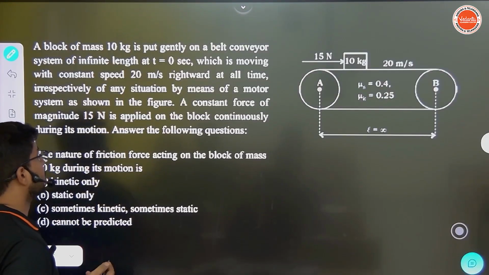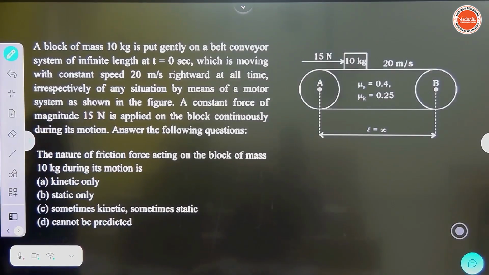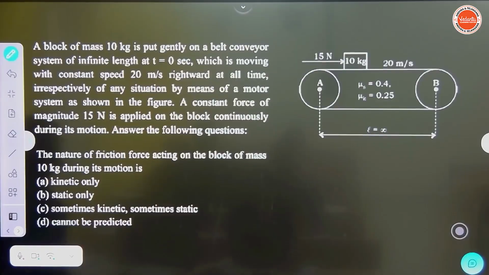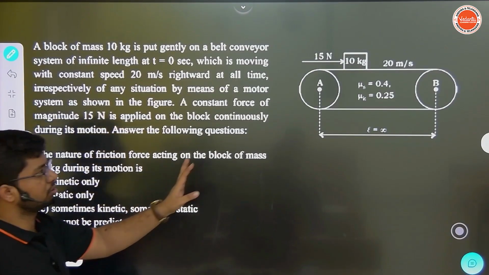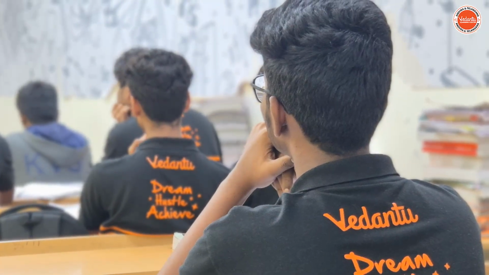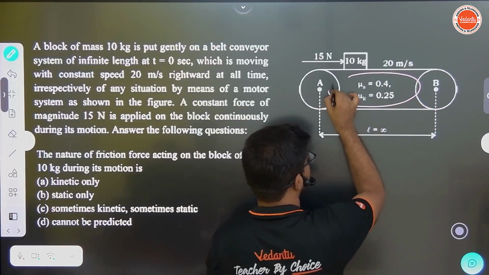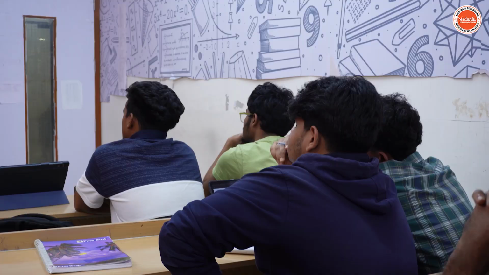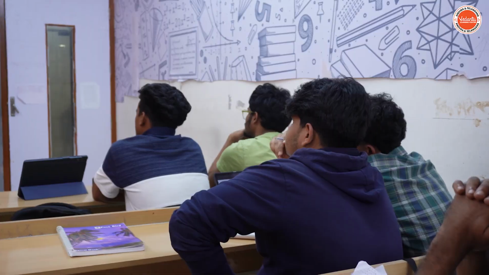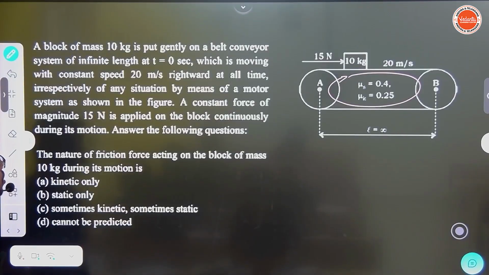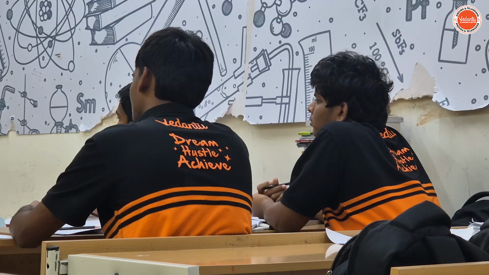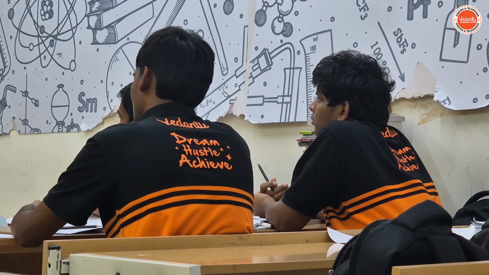Right. Look at this one. A block of mass 10 kg is put gently on a belt conveyor system of infinite length. So this is a conveyor system, you have a belt over here which is rotating, right? And they are saying that the length of this is infinite here, which is moving with a constant speed of 20 meters per second towards right at all times.